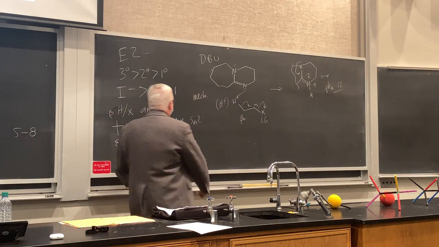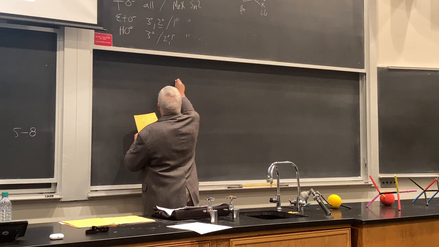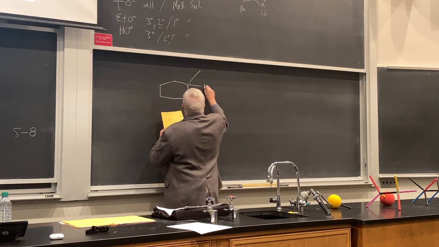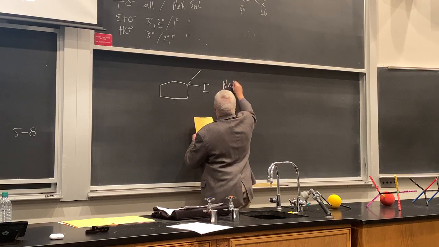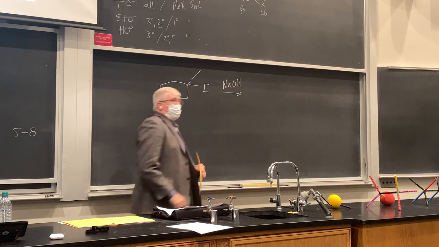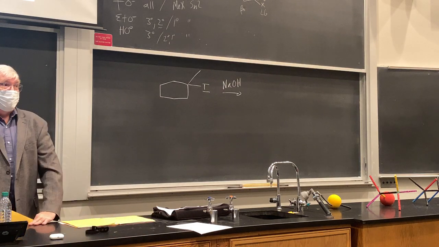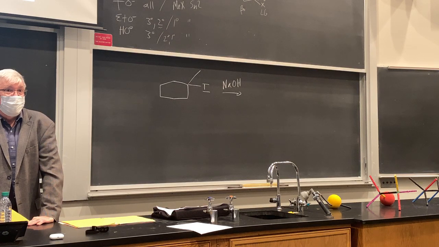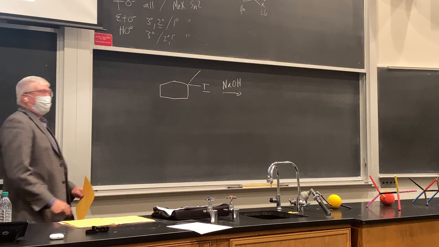All right, now let's look at some other substrates where we've got some choices to make here. How about this iodide? Let's react that with sodium hydroxide. And again, sodium hydroxide, this is tertiary, so that's the next thing to look at, right? Charged reagent, hydroxide, O-, and tertiary. But what product are we going to form here?